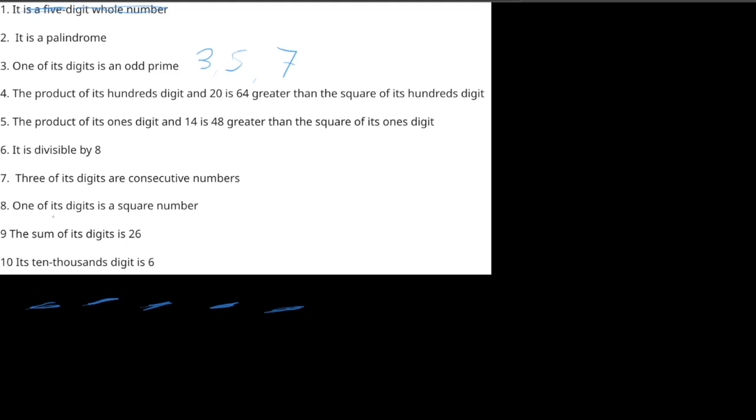Okay. The only squares are either 1 squared or 4, because you can square root both of these. The sum of its digits is 26. Okay, we'll use that to check. And its 10,000 digit is 6. Okay, so boom, we got one of the digits, 6. Now, because it says that it's a palindrome, you know that this has to be a 6 as well. So of the 10 clues, 10 is done, 1 is done, and 2 is done.